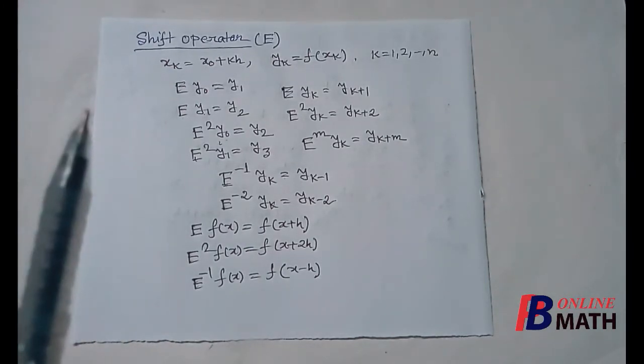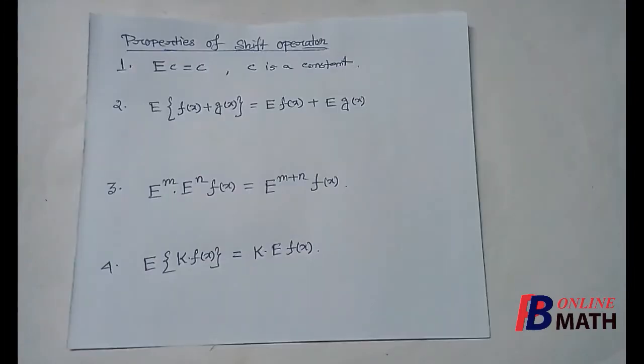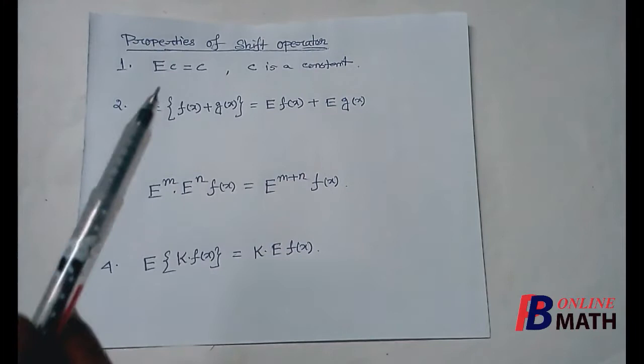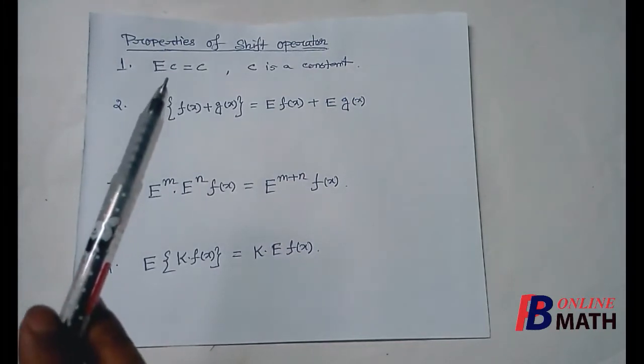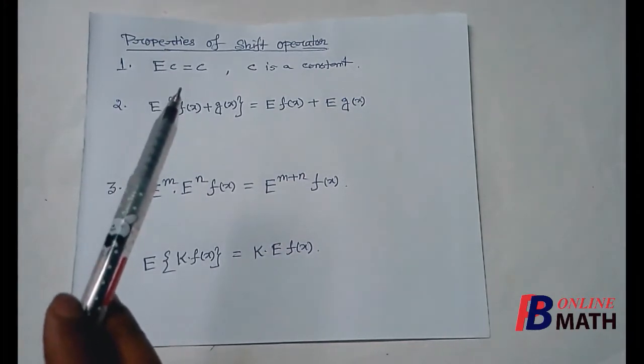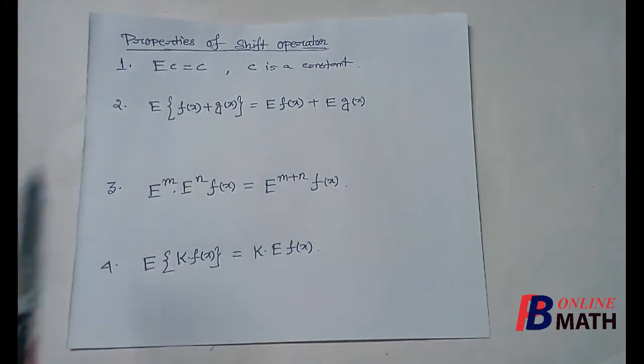So this operator is called shift operator. Next we consider some properties of shift operator. The first property is, if we apply the shift operator on a constant c, then it becomes that constant c.